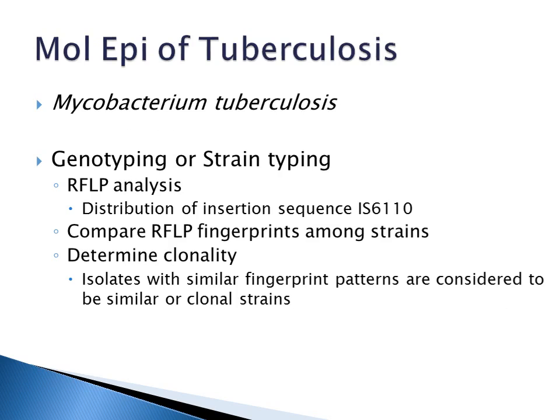A lot of molecular epi studies are done on tuberculosis. So, Mycobacterium tuberculosis, there are a lot of genotyping and strain typing techniques done on this organism. Common techniques are restriction fragment length polymorphism analysis, and this is based on insertion sequence 6110. In this RFLP, you're going to compare your fingerprints among various strains to determine clonality. So you're trying to determine if your isolates with similar fingerprint patterns are similar or clonal strains to your outbreak strains.